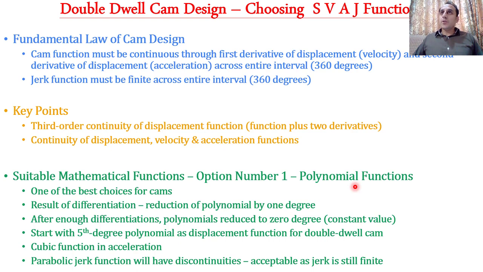The power will reduce to square. When we differentiate it once again, what will happen? The power will reduce to 1. And when we differentiate it once again, it will reduce to 0. So it means we need at least a polynomial function of degree 4 so that we can avoid 0 at acceleration, velocity or at jerk. So this polynomial function we are going to discuss at the end of today's lecture.